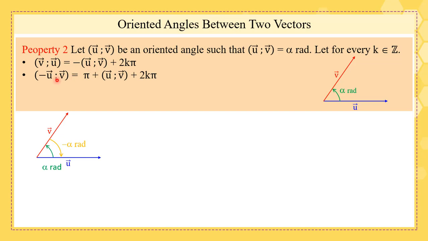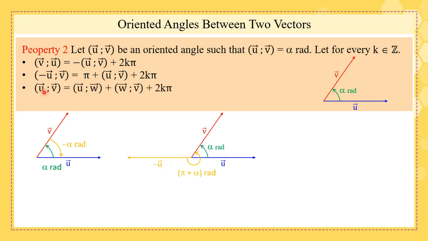Now, (minus U, V) is pi plus (U,V). Let's also see it graphically. This is U, this is V, and this is alpha. Now, what do we mean by minus U? It's a vector which is opposite to U. So this would be minus U. And we are interested in the angle between minus U and V. Now, if I see it in this orientation, minus U, V, it would be pi plus this quantity, which is equal to alpha. So it will be pi plus (U,V).